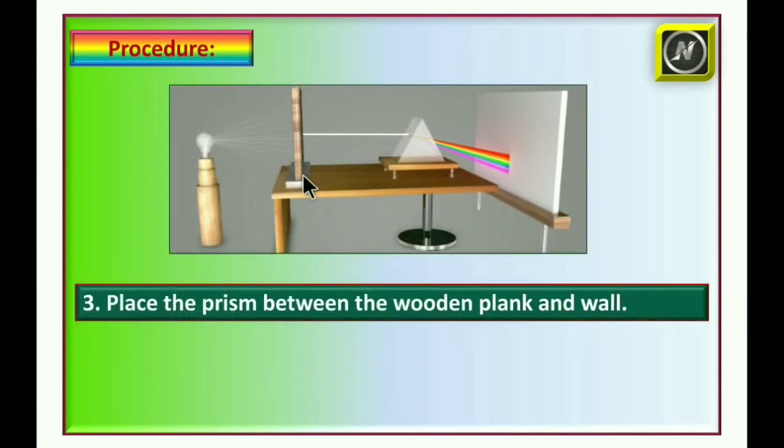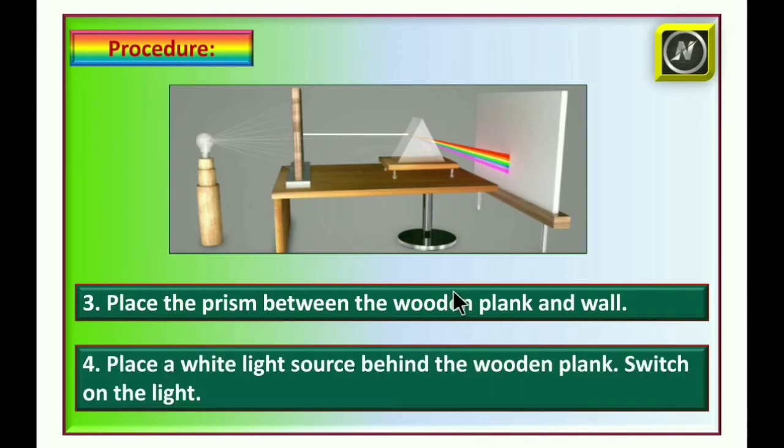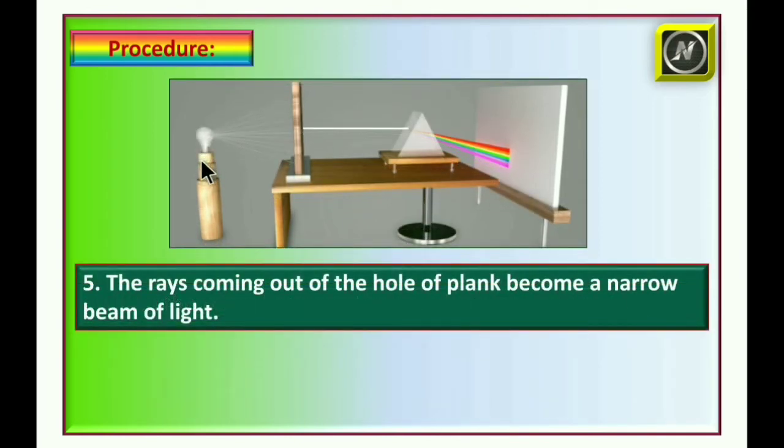Place the prism between the wooden plank and the wall or the white screen. Place a white light source behind the wooden plank. Switch on the light. The rays coming out of the hole of the plank become a narrow beam of light. The light from the source incident on the wooden plank, which has a small hole, comes out as a narrow beam of light.